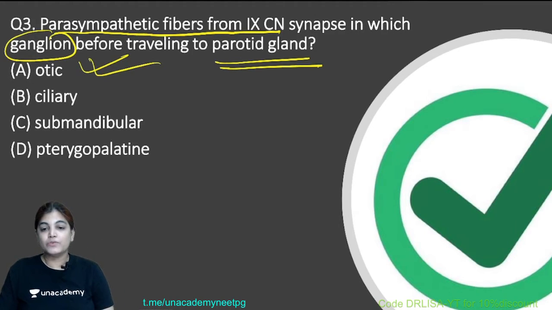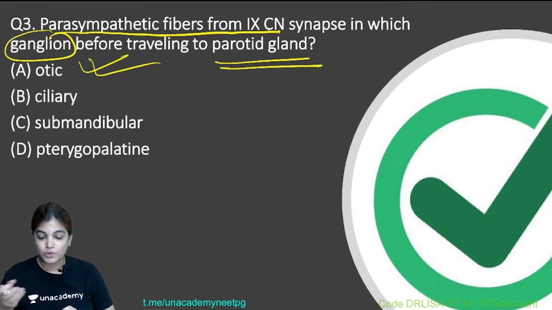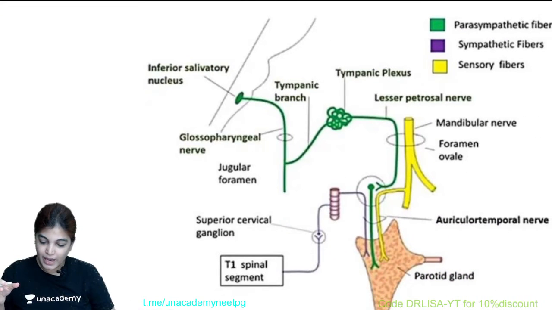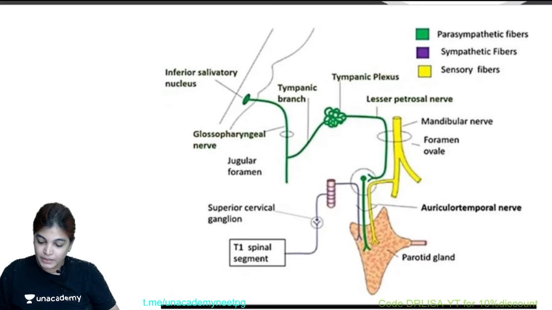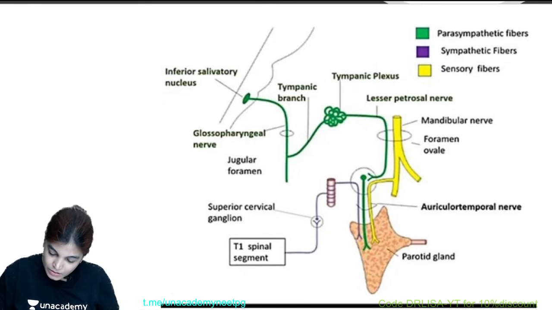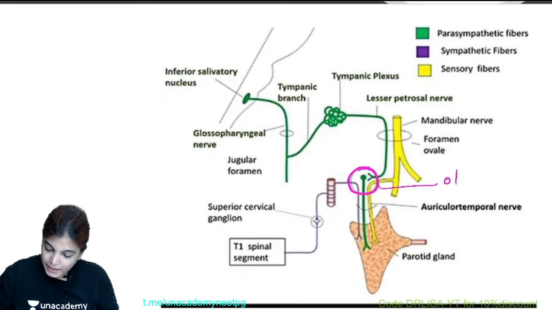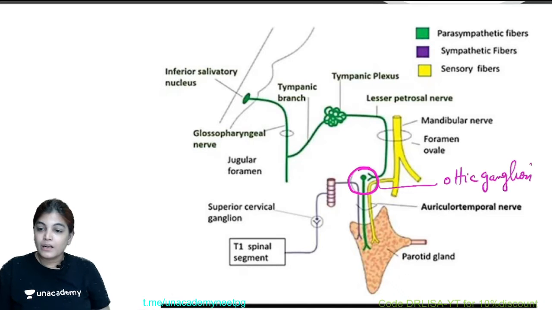This is an MCQ framed on the topic of parasympathetic ganglia of the head and neck. You have to know which of these ganglia is related to the parotid gland. For this MCQ, the otic ganglion is the right answer, and I will show you a diagram for this. This is the diagram in which you can see the otic ganglion. See here, this ganglion which you are seeing is the otic ganglion, and the nerve will pass through this ganglion.